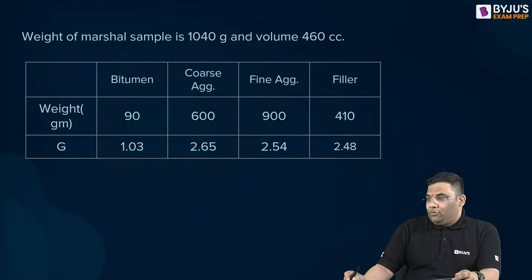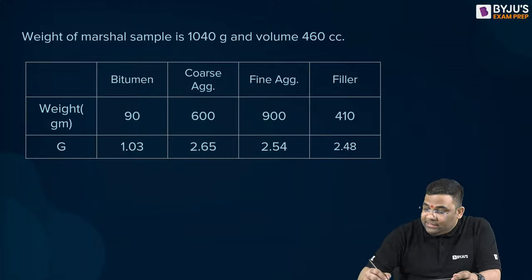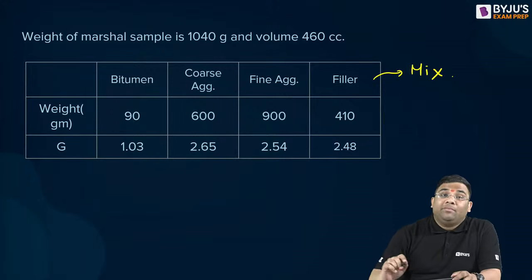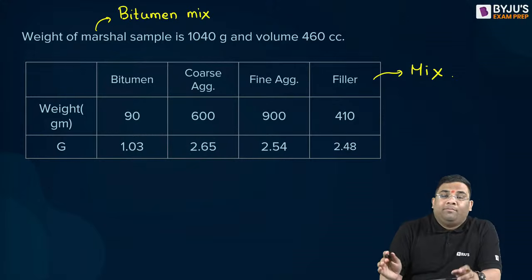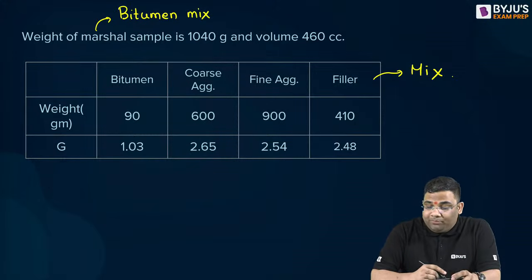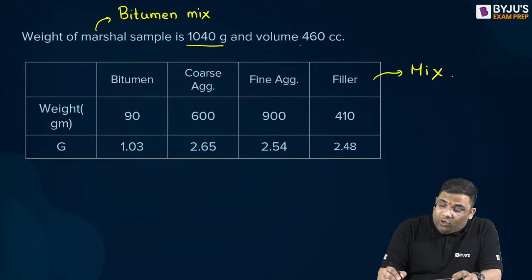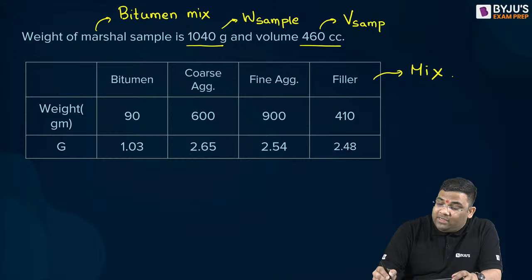So let us solve a question. This data is given for a mix, and from the mix we are preparing a Marshall sample. This Marshall sample is the bituminous mix sample, also known as the bitumen Marshall mix sample. The weight is this and the volume is this. This is the weight of the sample and this is the volume of the sample.